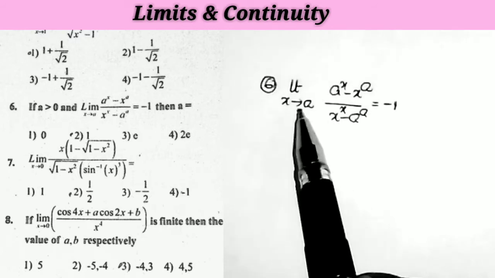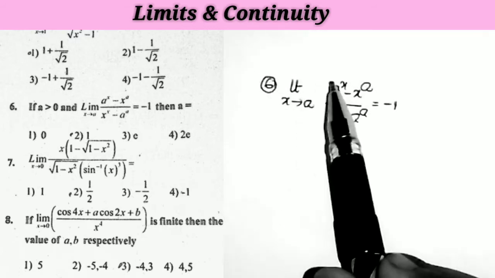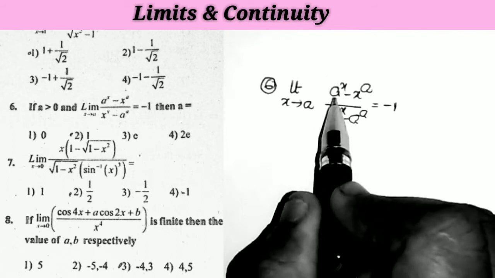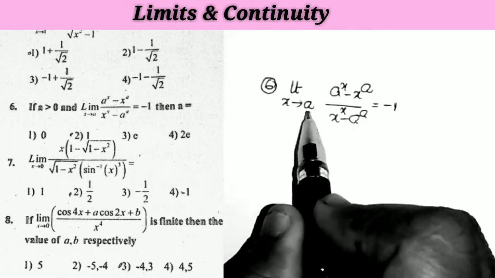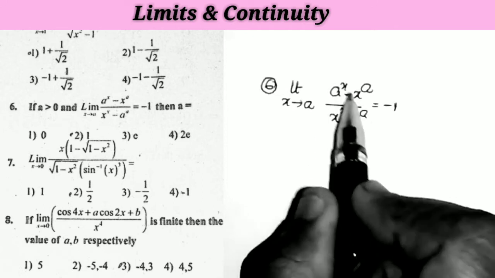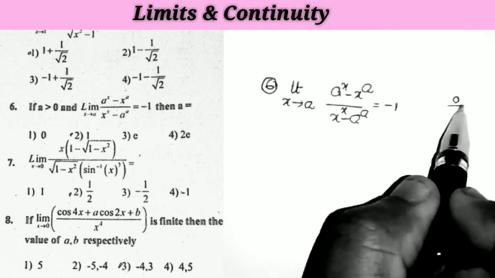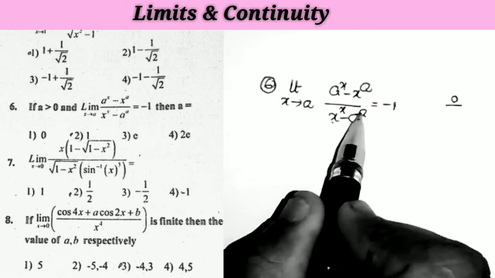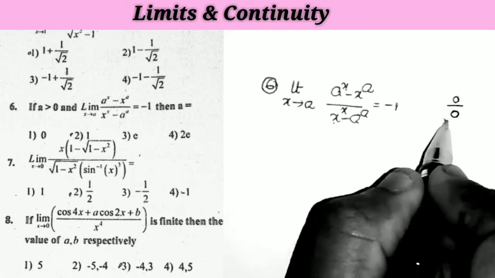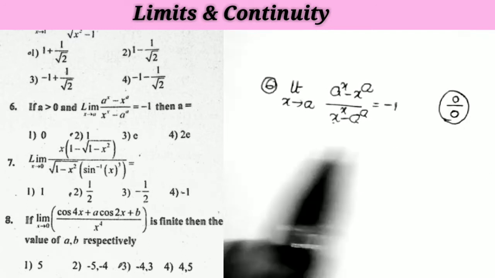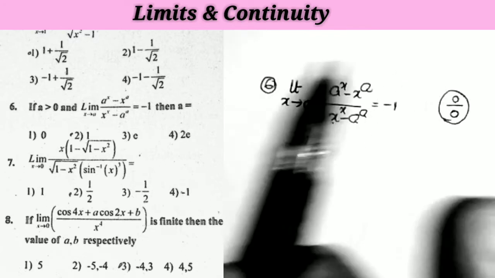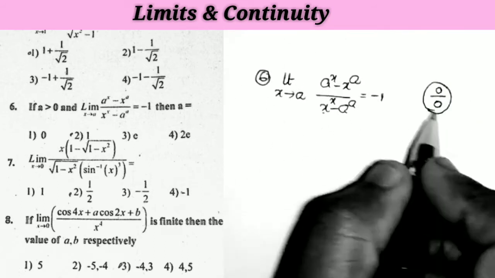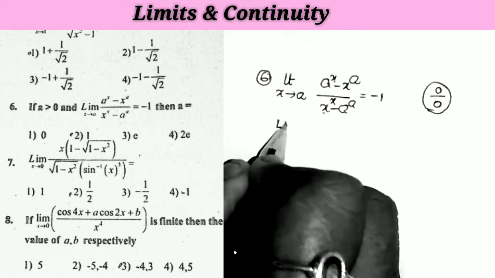See here, when we take x equal to a directly in the given quotient, what do we get? Just replace x with a: a^a − a^a, which is equal to 0. In the denominator also, taking x equal to a gives a^a − a^a, which is also 0. So directly taking x equal to a in the given quotient returns the value 0 by 0. Since it is the 0 by 0 form, we use L'Hospital's rule.